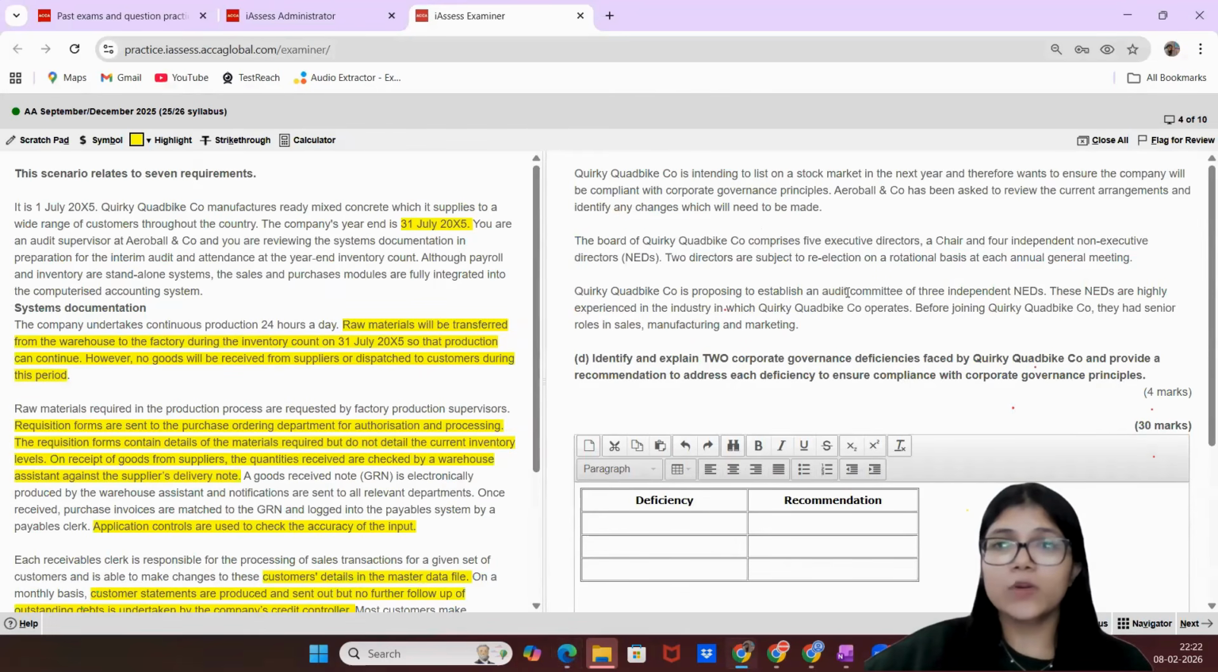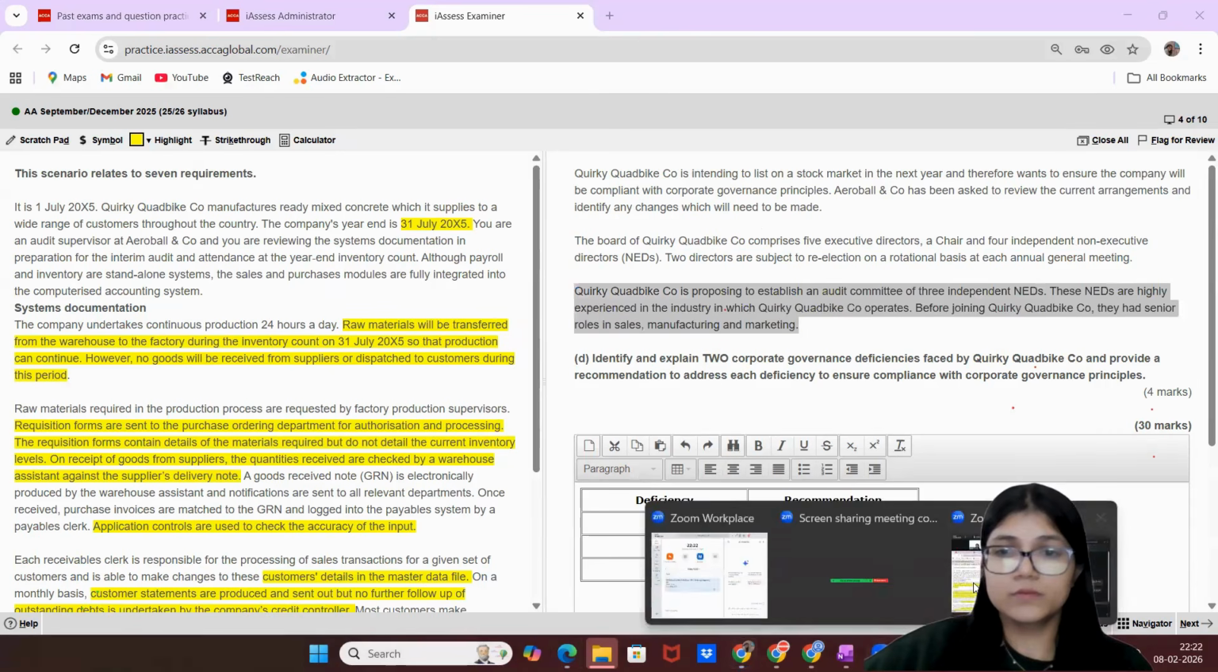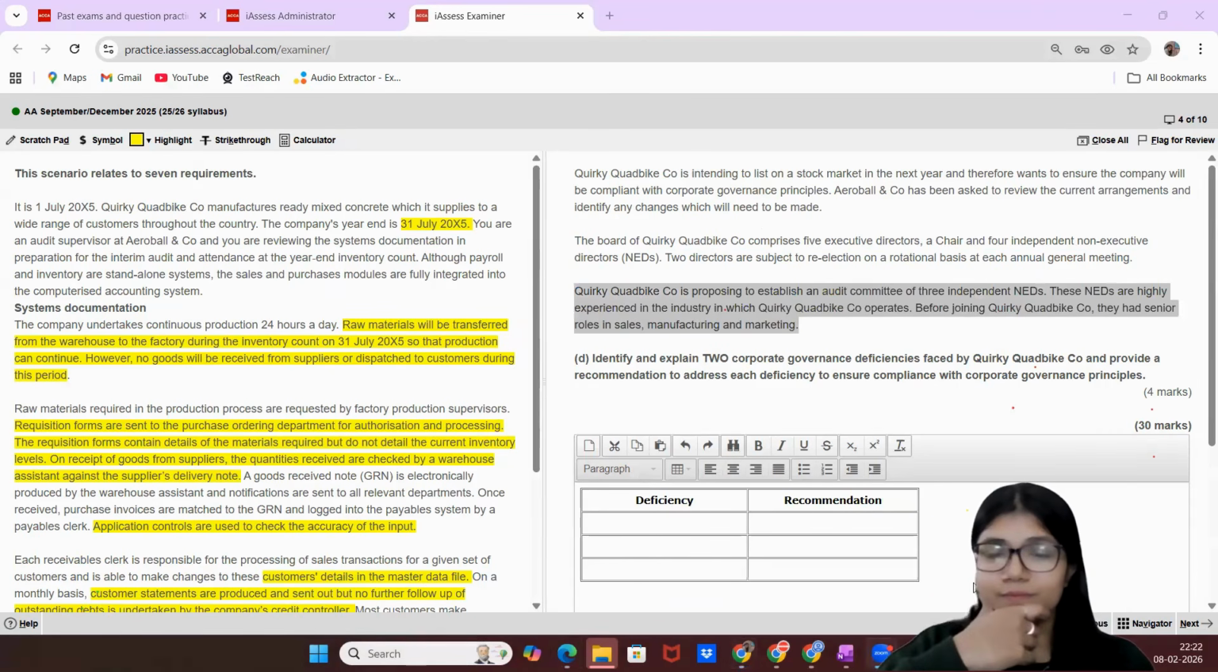Q company is promising to establish an audit committee of 3 independent NEDs. These NEDs are highly experienced in the industry in which Q company operates. Before joining Q company, they had senior roles in manufacturing and marketing and sales. Okay. So is it okay, guys? Any problem over here? At least one must be with financial experience now. Perfect. Okay, I have missed one line. I'm so sorry. We'll discuss that line. Let me know for this one first.